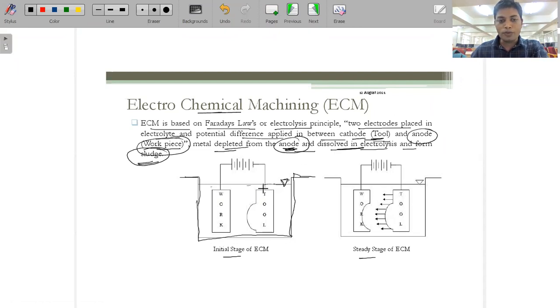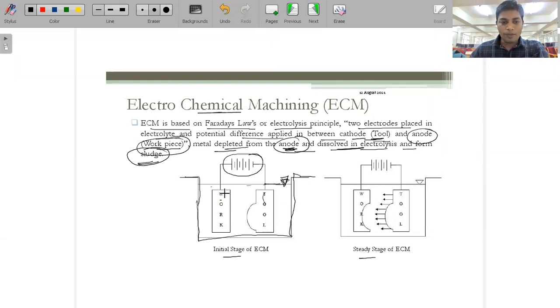So we fill the electrolyte up to a specific height, and this is the workpiece and this is the tool. Both are connected with the power supply. Here the potential difference is created. Potential difference means the power supply is started, meaning we are initiating the voltage and the current. Then the material starts ionizing. How this takes place, I'm going to discuss.